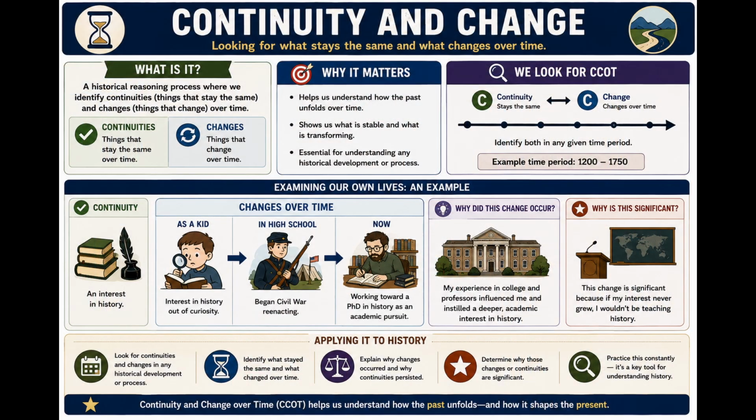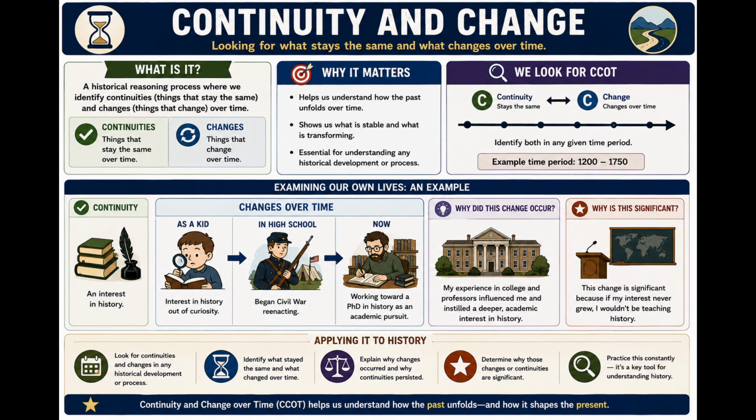This is the last of the three historical reasoning processes, and it should be something that we're constantly looking to identify throughout the year, because we're going to look at different regions over different time periods. We should be able to identify these things. And so we'll call this CCOT. I might mention it in class as CCOT, but it just means change or continuity and change over time. That's all it means. What is a continuity?